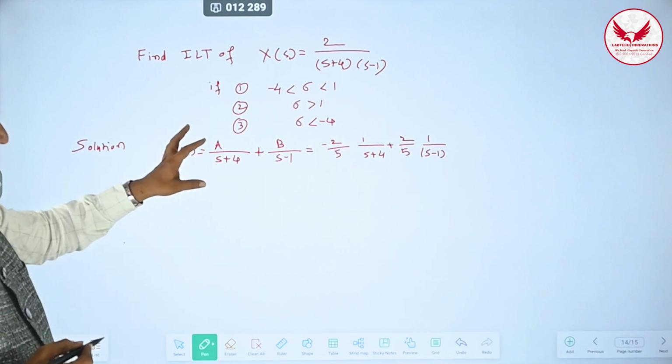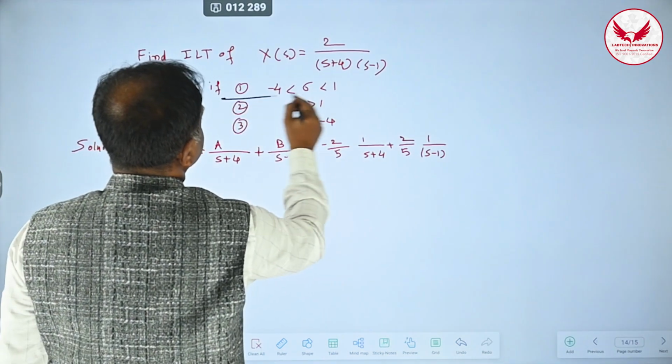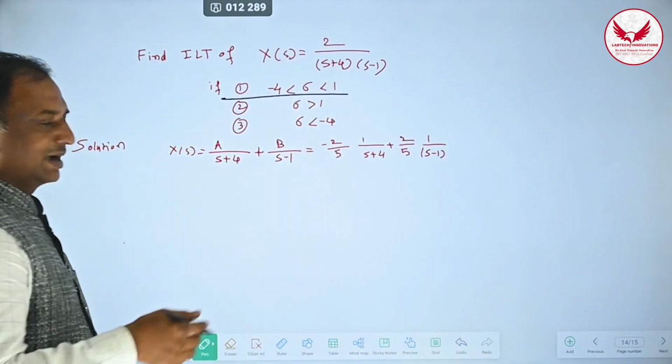And we have to solve this for the different ROC. The first ROC, they have given, is sigma greater than minus 4 and less than minus 1.